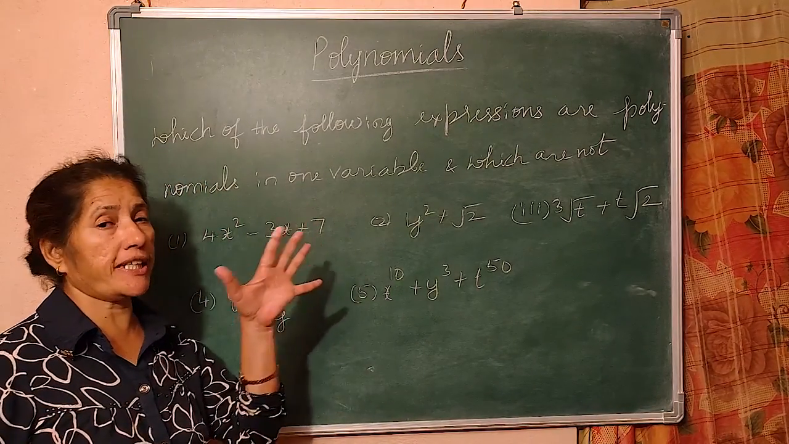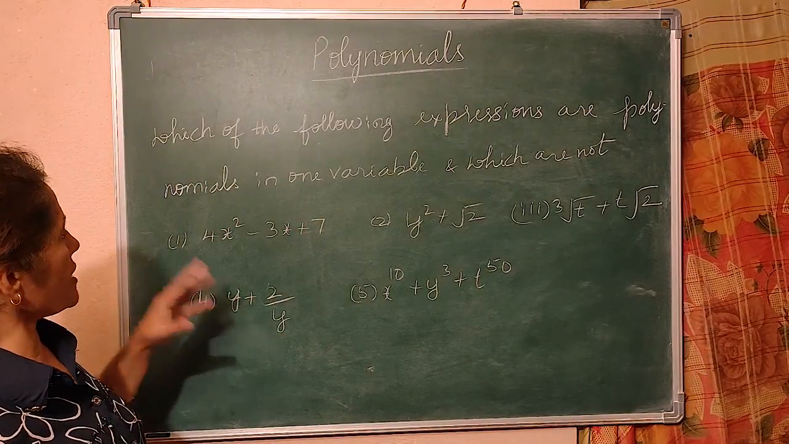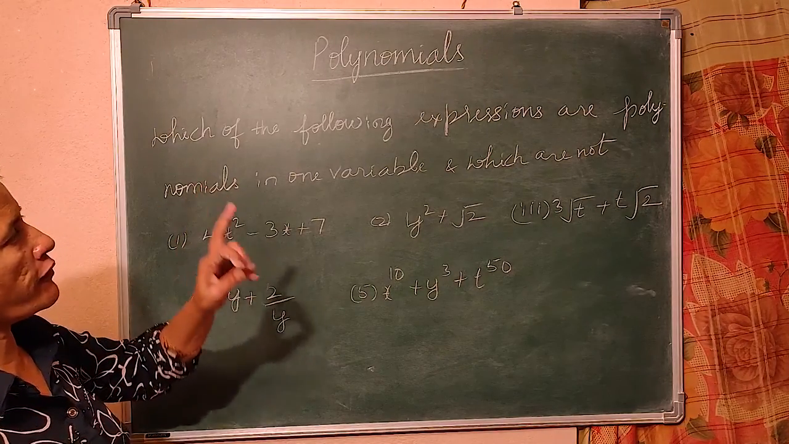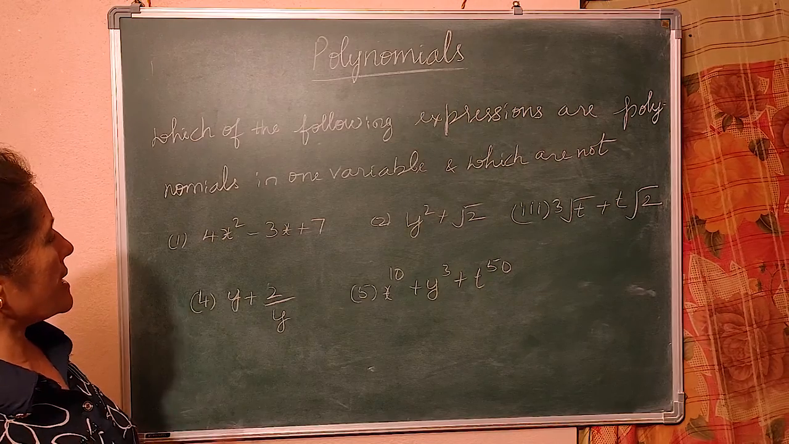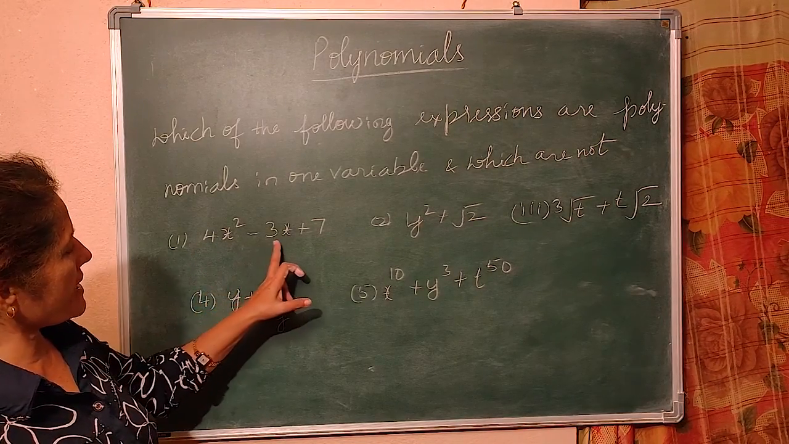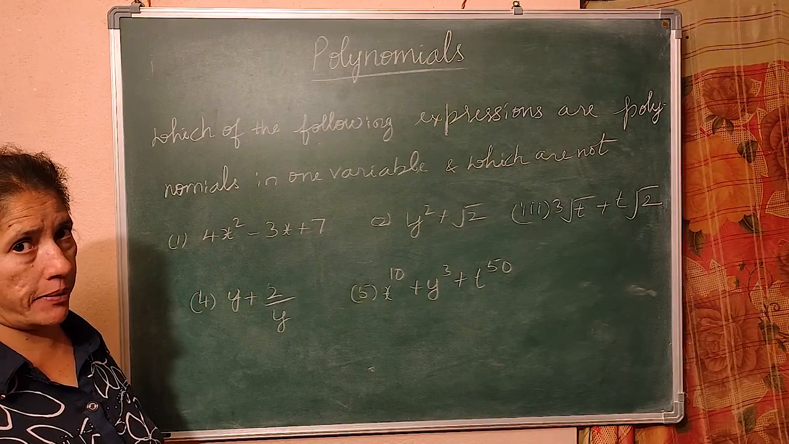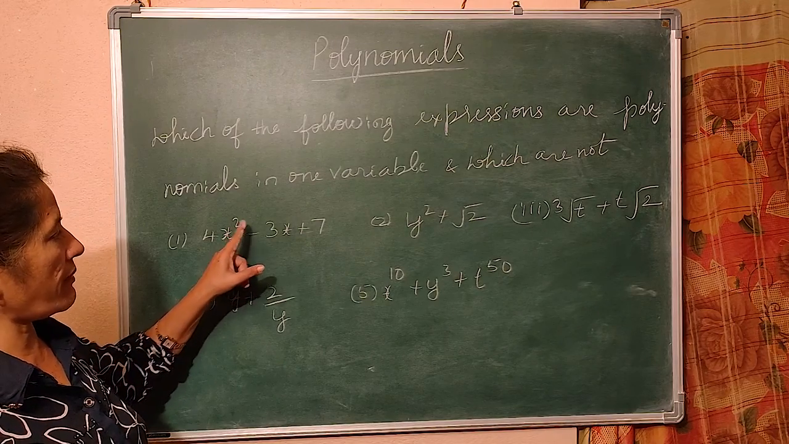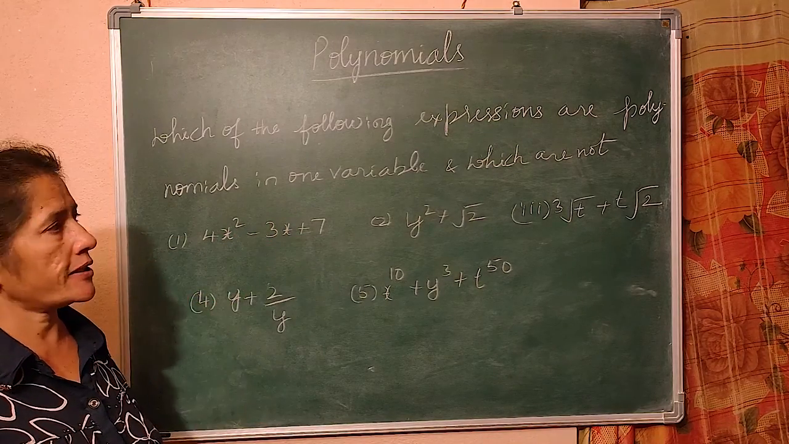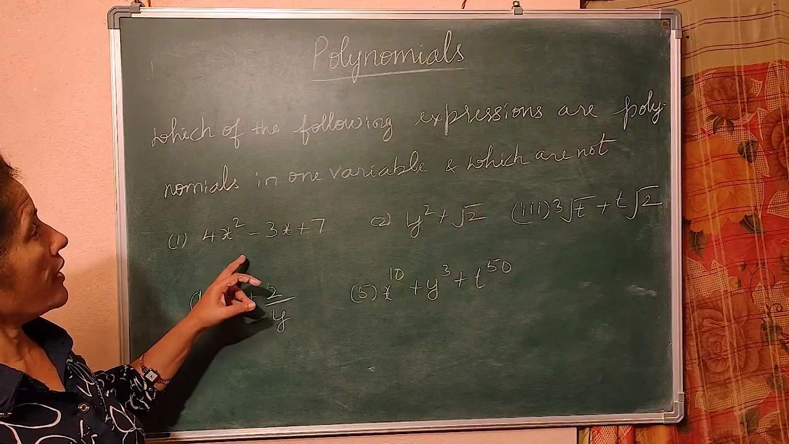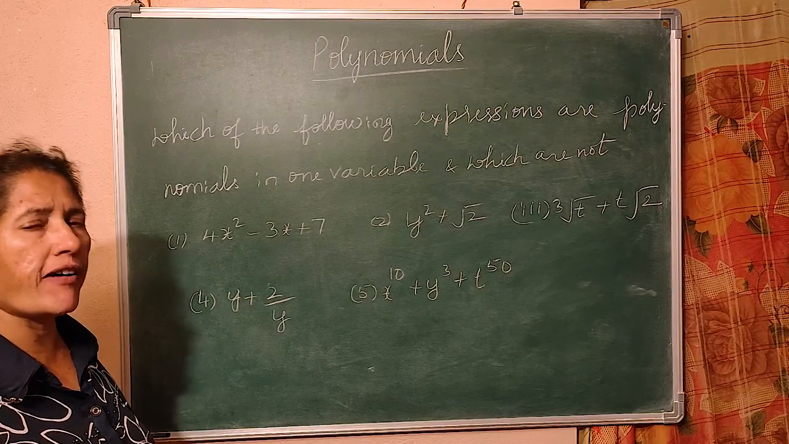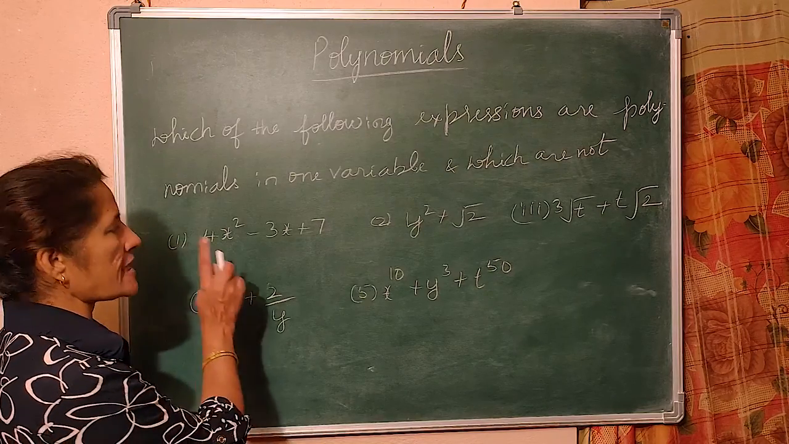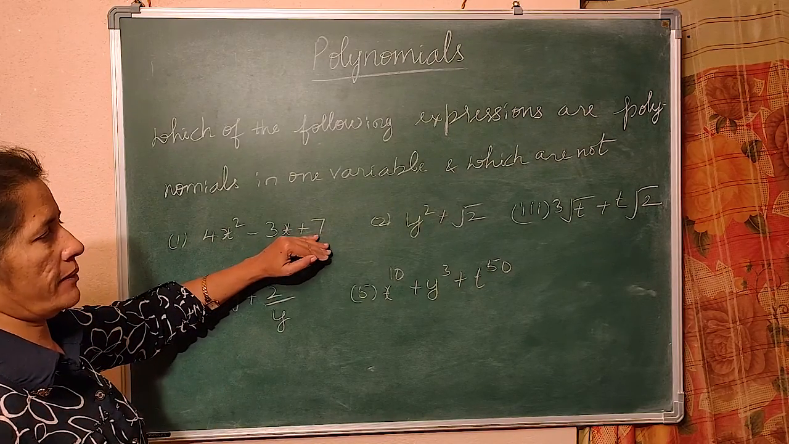Now look at the question in the exercise. First question is, which of the following expressions are polynomials in one variable? See, what is this? Everywhere I can see one variable. Power is 2, power is 1 and constant. So is it a polynomial? Yes, polynomial with one variable. This is polynomial with one variable.